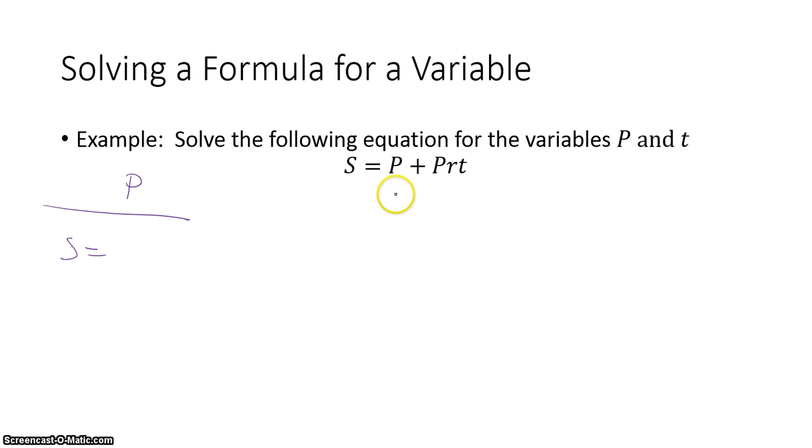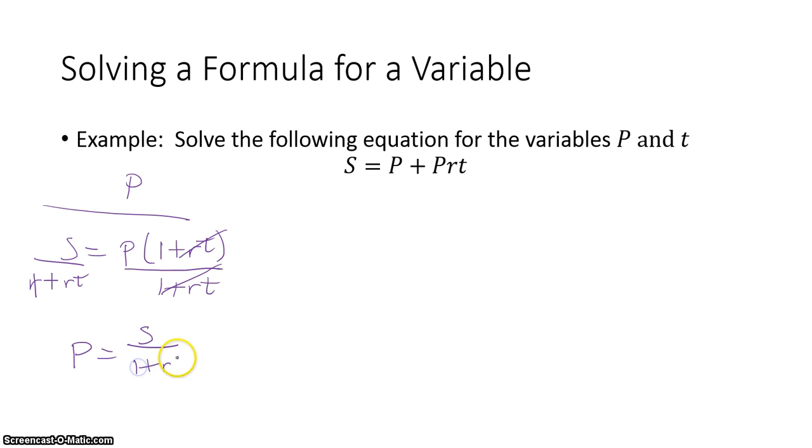I'm noticing on the right hand side that each of these terms has a P in common. So I'm going to factor that out. So P, and when I factor it out, I get 1 plus RT. And again, we're solving for P, so we want P equals something. The only other thing I need to do is divide both sides of this expression by 1 plus RT. These two cancel, and we get P equals S over 1 plus RT.